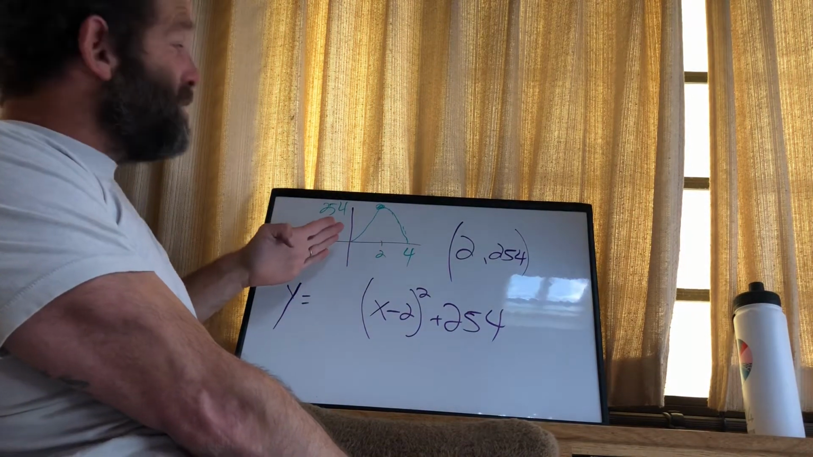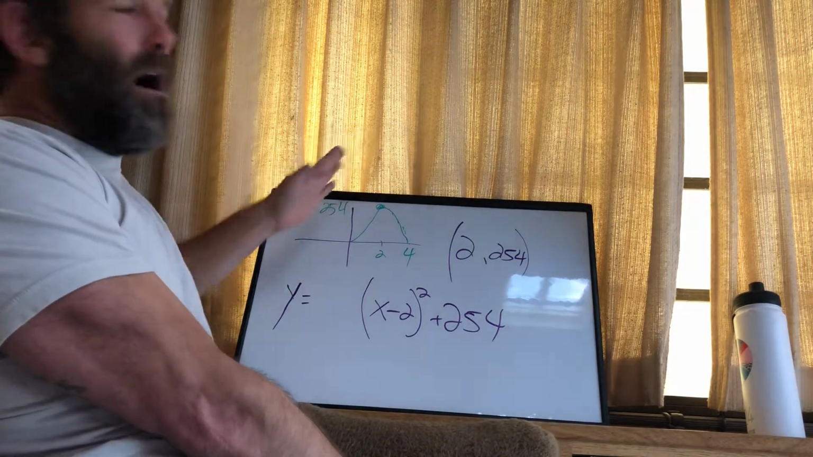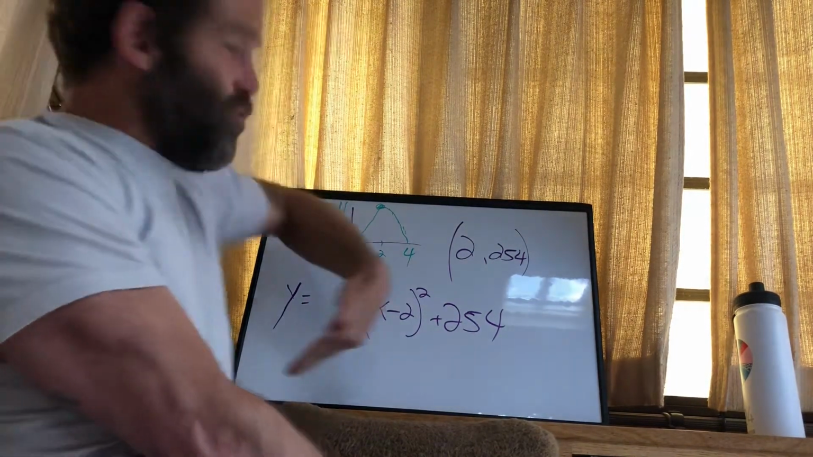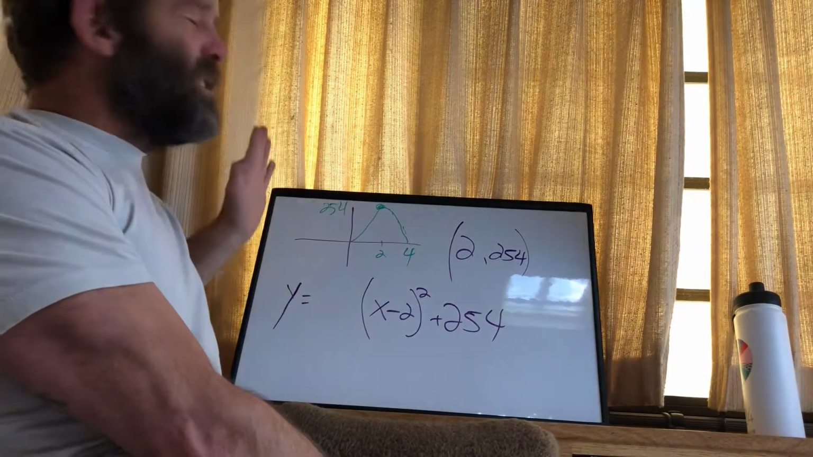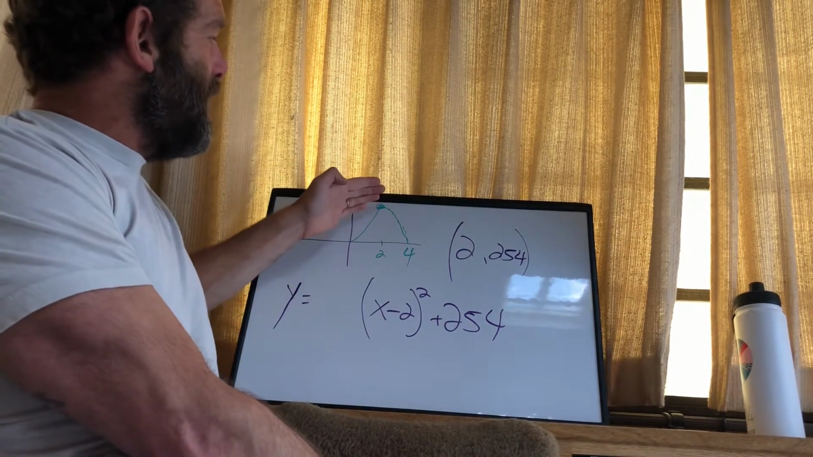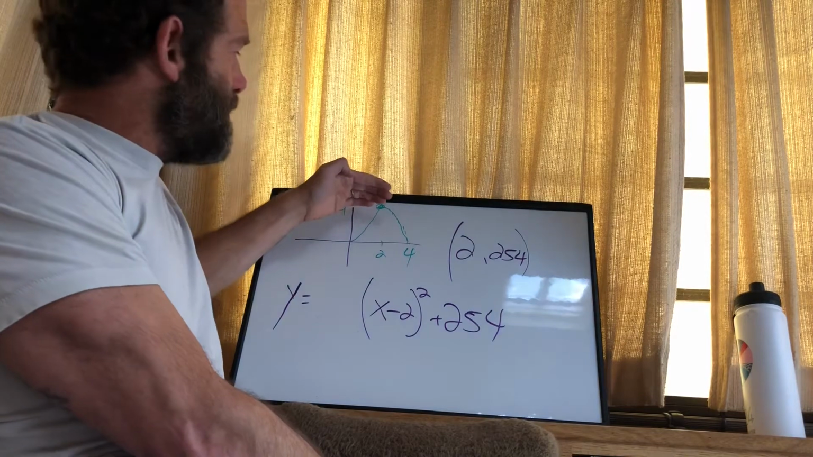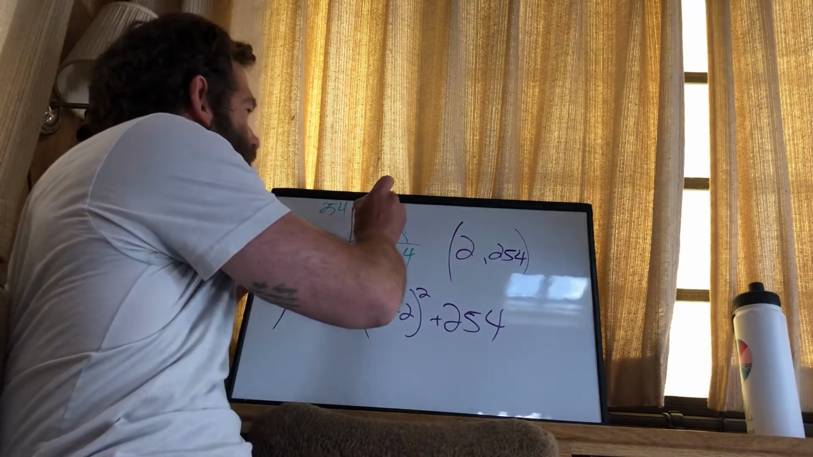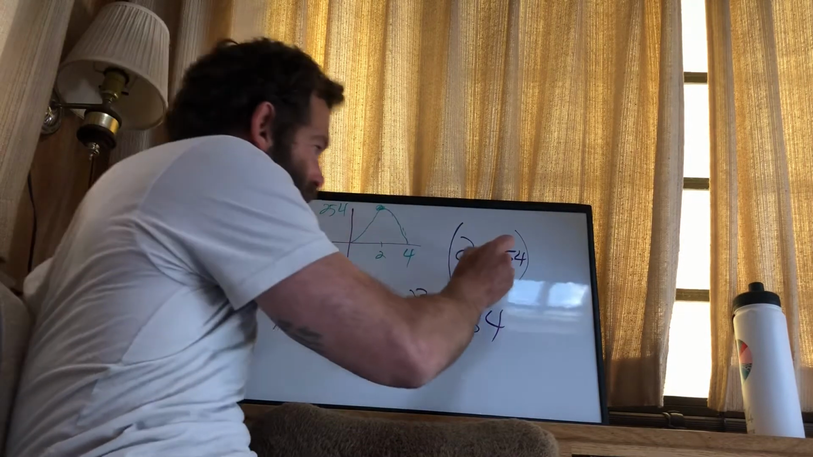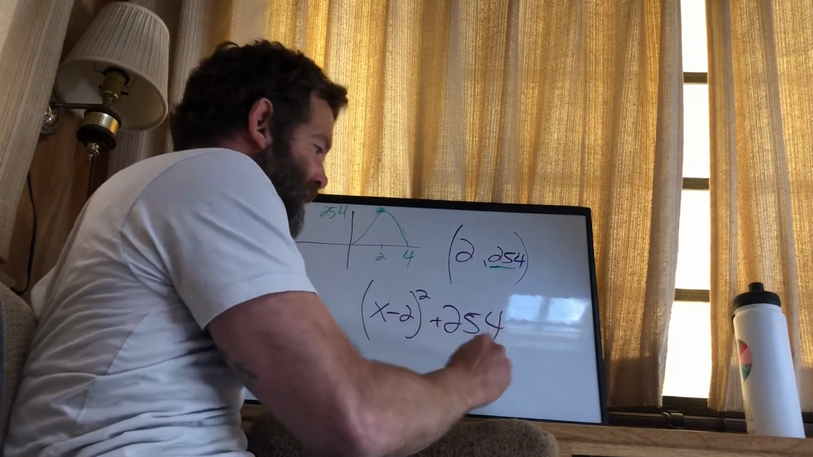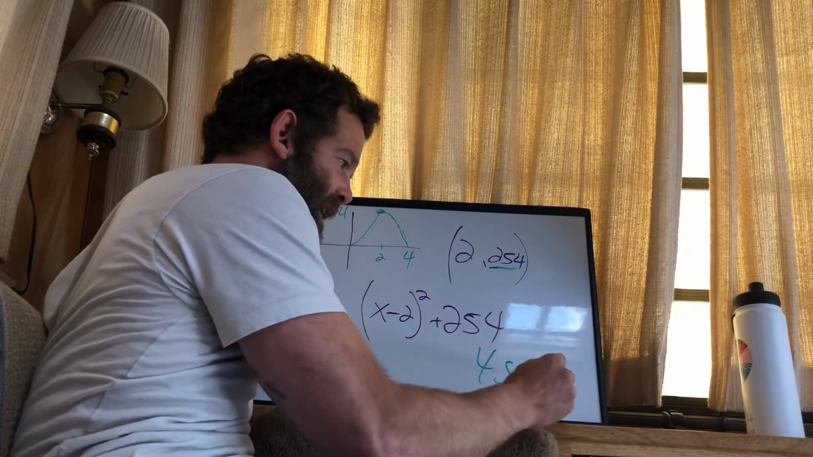How long does it take to hit the ground? Well, if it takes 2 seconds to get up to the height, a ball just doesn't go up 2 seconds and then drop straight down. It's symmetrical. So however many seconds it takes to get to the highest point, it's going to take that exact same amount of time to get back down to the ground. So if it took 2 seconds to reach its highest point, which is 254 feet, it's going to take another 2 seconds to hit the ground. So it's going to hit the ground at 4 seconds.